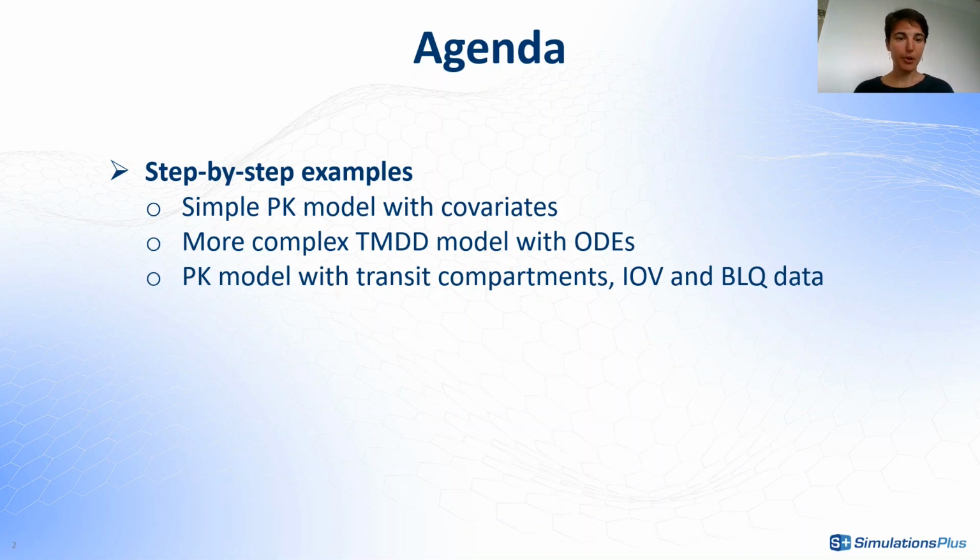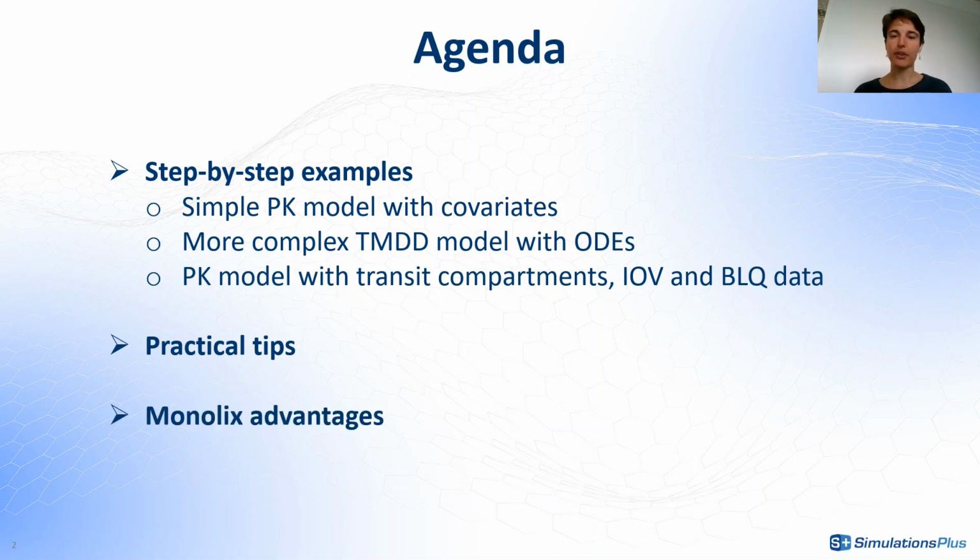The first example will be a simple PK model with covariates. The second one will be a more complex TMDD model encoded with ODEs. And the last one will cover what I will not cover in the first 2, in particular transit compartments, inter-occasion variability, and handling BAQ data with the M3 method. And afterwards, I'm going to give you some practical tips and also tell you about the main advantages of working with Monolix compared to Nonmem.